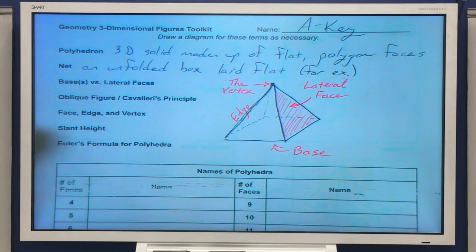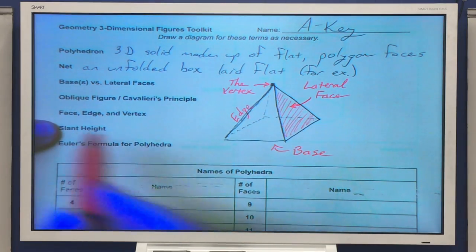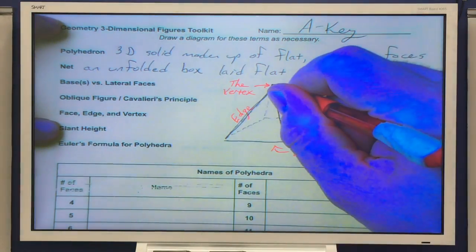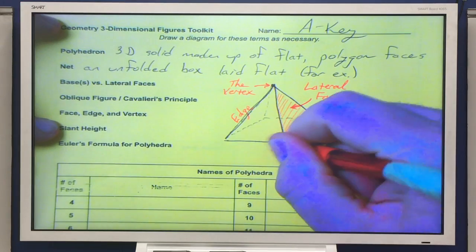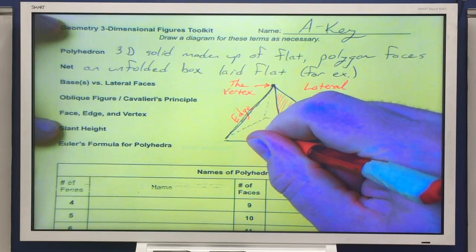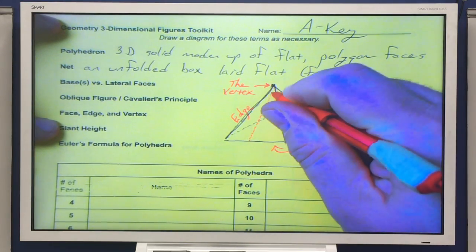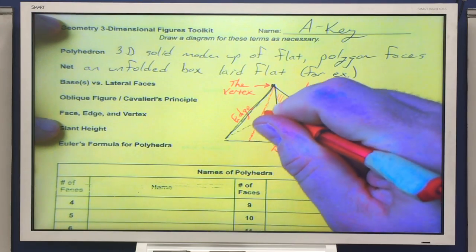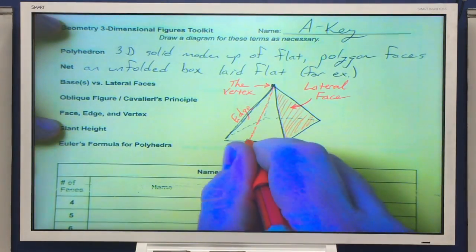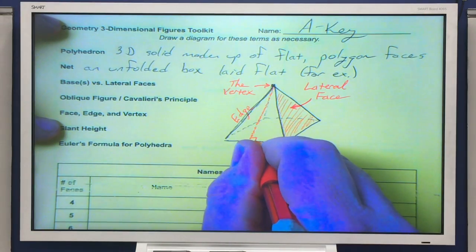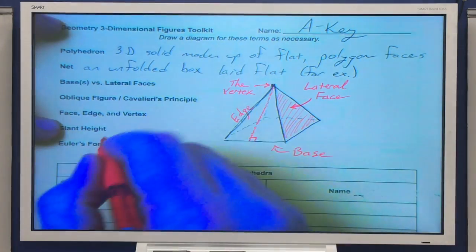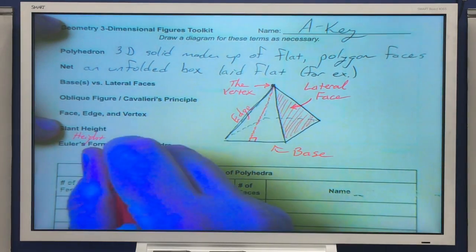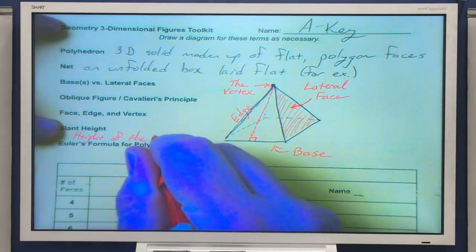The slant height, this term right here, is going to be important to us when we get to formulas later. If you go to the midpoint of this face and you go straight up to the vertex, that right there would be the height of the lateral face. It is the height of the lateral face.